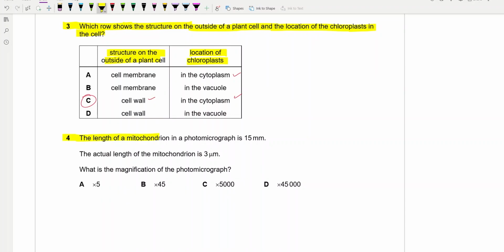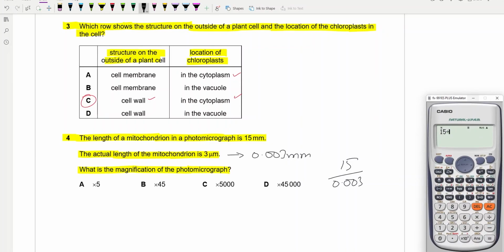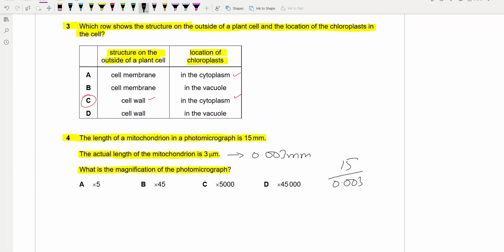Question number 4. The length of a mitochondrion in a photomicrograph is 15 millimeters. The actual length of the mitochondrion is 3 micrometers. What is the magnification of the photomicrograph? So first we would convert 3 micrometers to millimeters, which would be 0.003 mm, and divide 15 by 0.003. 15 divided by 0.003 would give us 5000. So the correct answer would be option C, 5000.